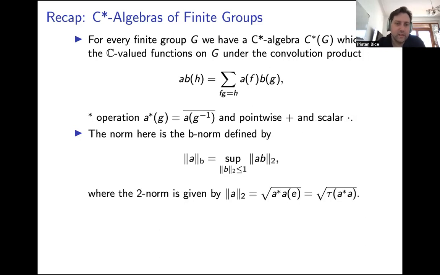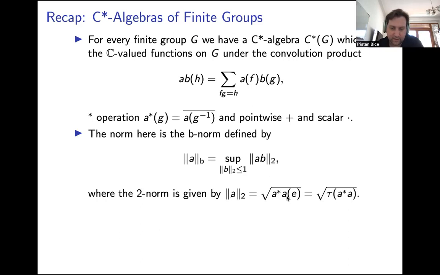So the norm here is what I think I might have called the B norm, which itself is defined from a 2 norm. So I guess the real order here is that you first define a 2 norm on these complex valued functions on G by using convolution. I mean, this is not how we defined it originally, but this turns out to be equivalent. So the 2 norm of A is what you get by looking at the convolution of A star A and looking at it just at the value e, the unit of your group. So you look at that value and take the square root.